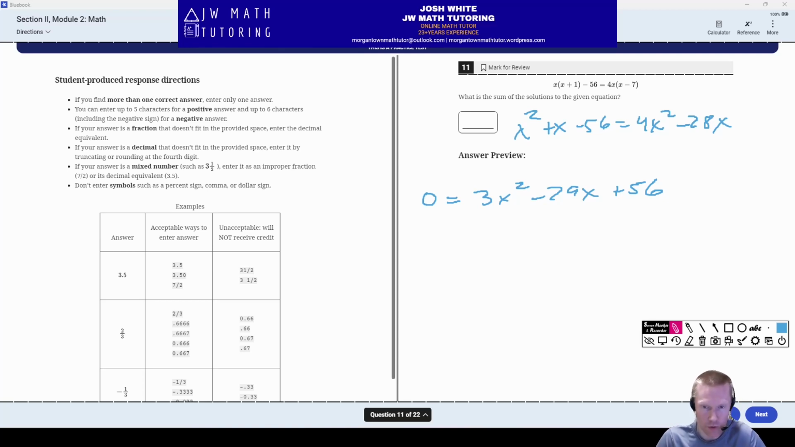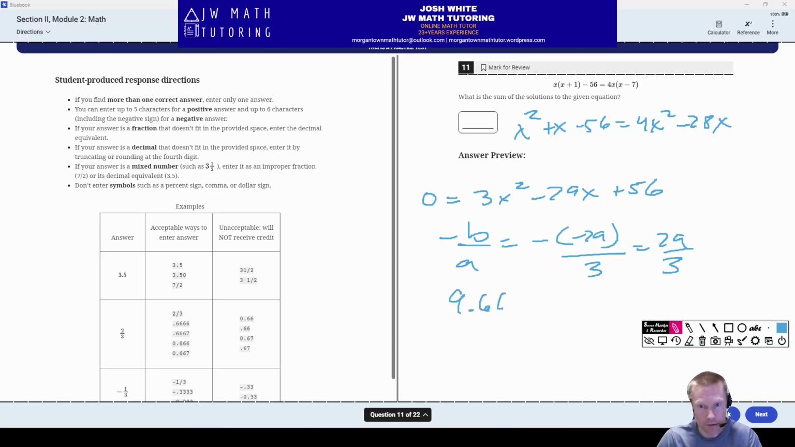We're just going to use the shortcut formula, which is negative b over a. So the sum of the solutions is the opposite of negative 29 over 3. That just becomes positive 29 over 3. Or again, you could enter it as 9.666 or 9.667 if you round it, versus the first number, which is truncating the decimal. So I'm going to put in just 29 over 3, but again, you could enter either of those decimals as well.